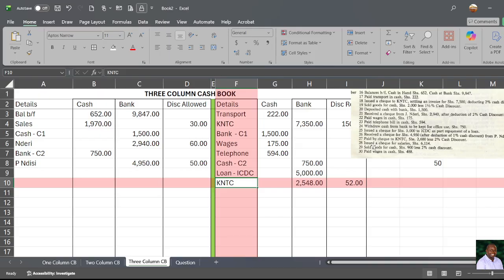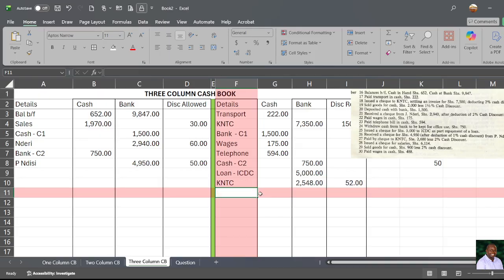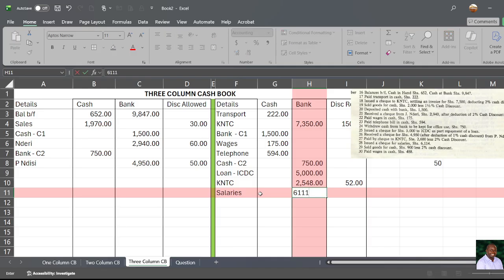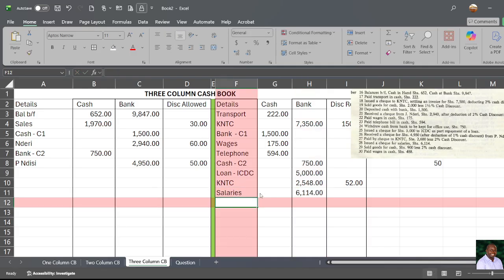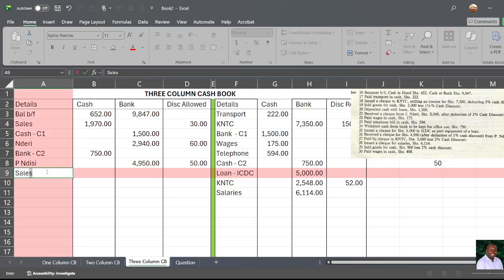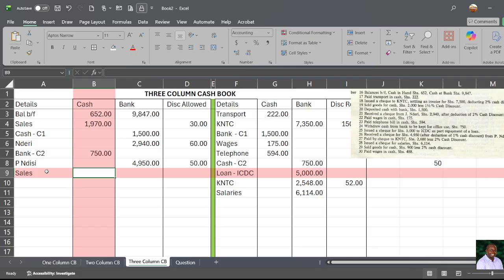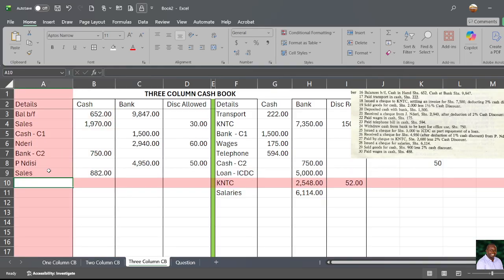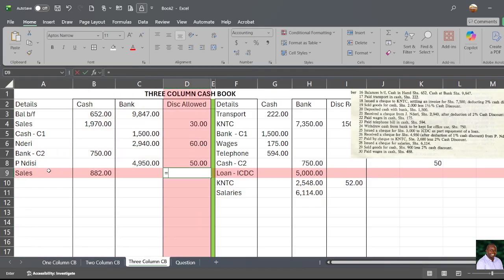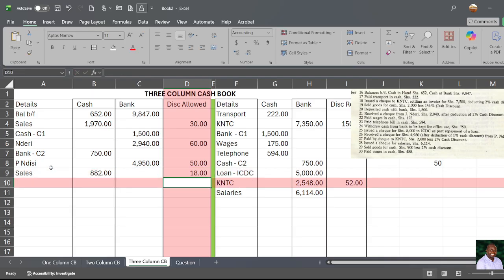Then he issued a check for salaries. So he paid salaries again, by check, and the figure there is 66114. So that is our problem there. Then he sold goods for cash, less 2%. He made sales for cash of 900, so that is again 98% times 900, which is 882. So the discount is 900 minus that figure, which is 18 shillings.